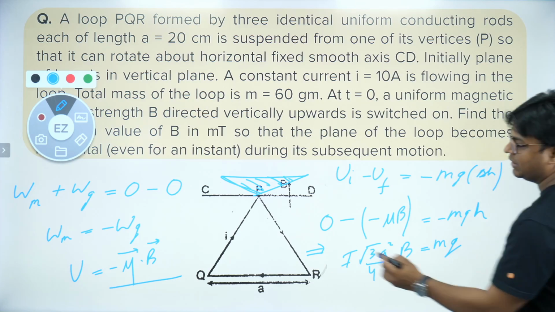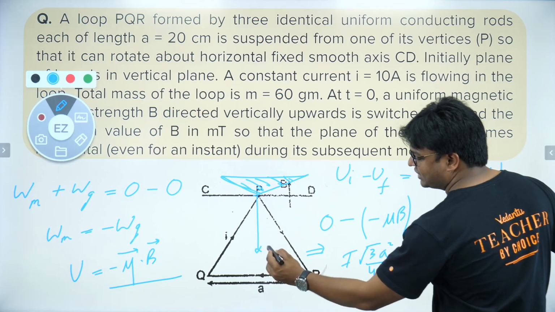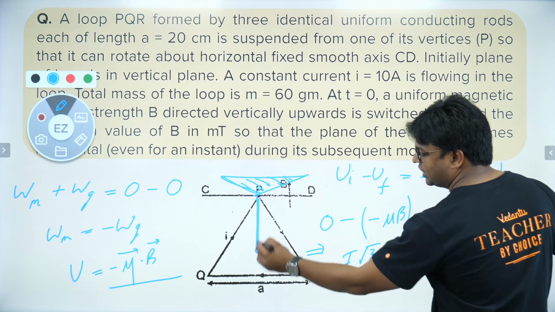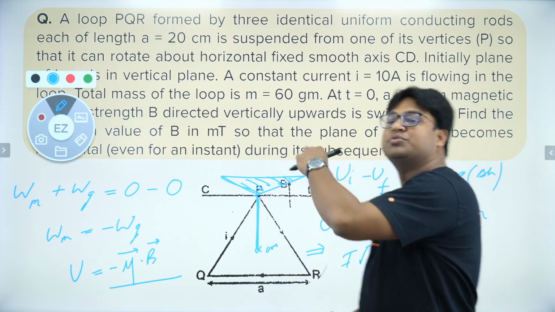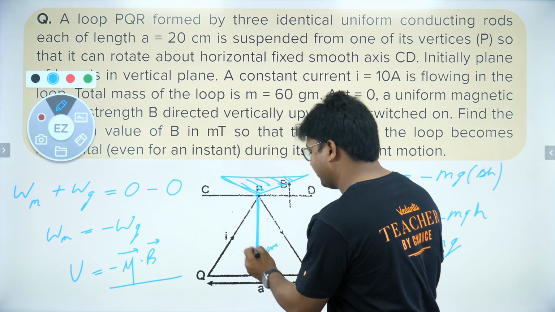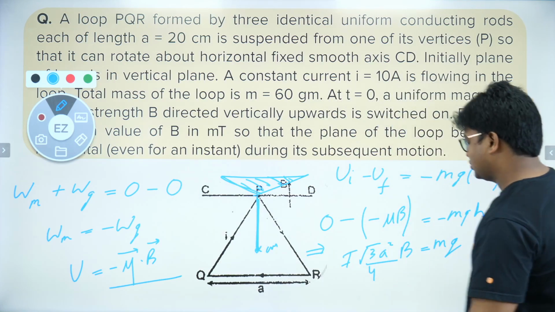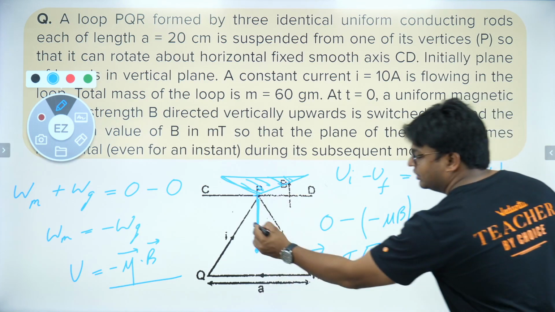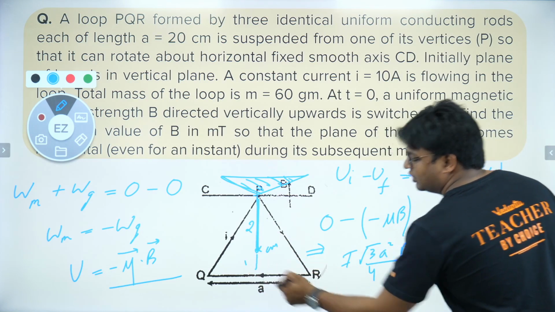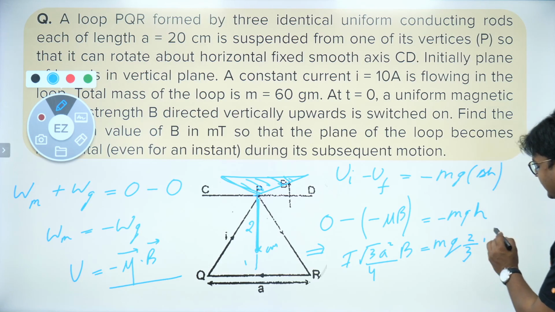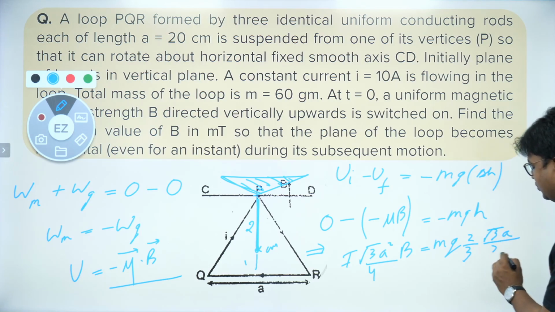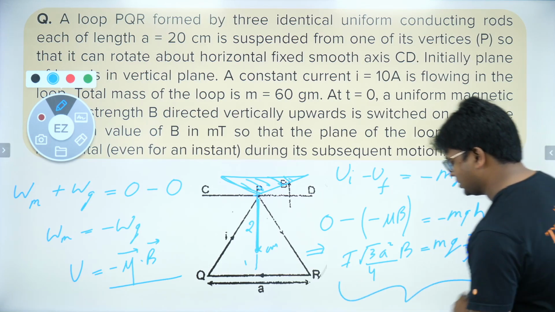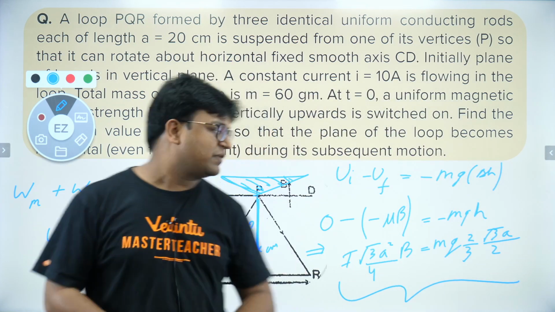H will be how much? Well, the center of mass will lie somewhere here. This is the increase in height, because when the loop assumes the horizontal position, this point reaches the same level as CD. So it will be 2 by 3 of the length of the median. This ratio is 2:1. So 2 by 3 of the length of the median, which is root 3 a by 2. So we need to solve this equation.